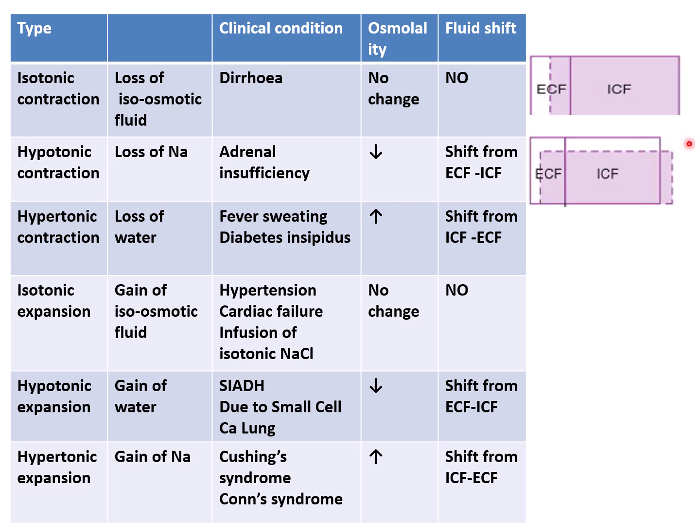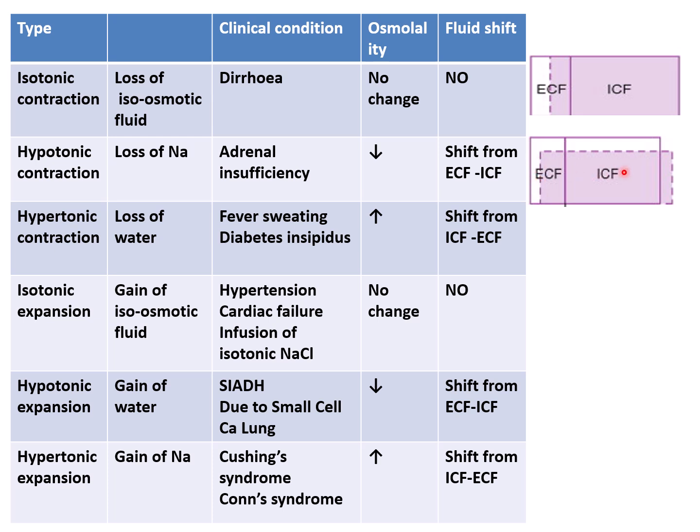Hypotonic contraction, what happens? There is loss of sodium. Good example is adrenal insufficiency. So there is decreased aldosterone, so decreased sodium, so osmolality decreases, and because the osmolality decreases, fluid shifts from ECF to ICF.